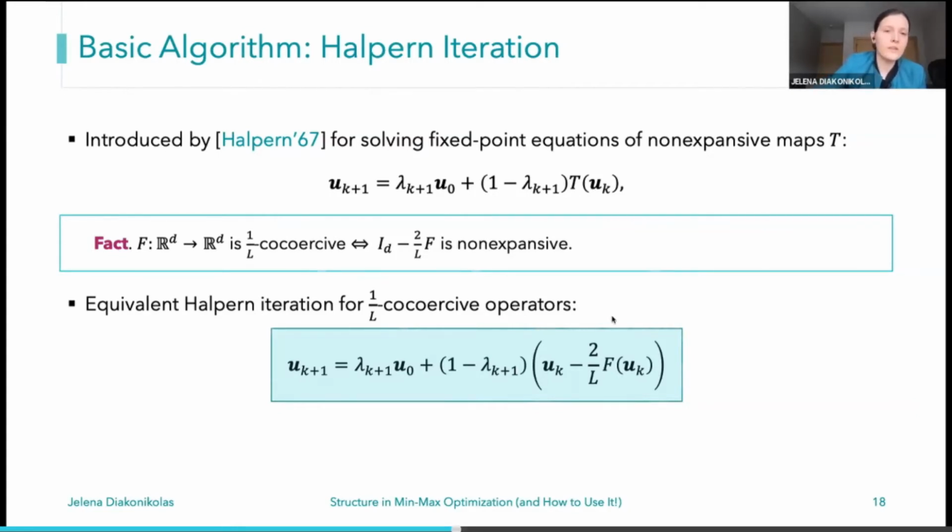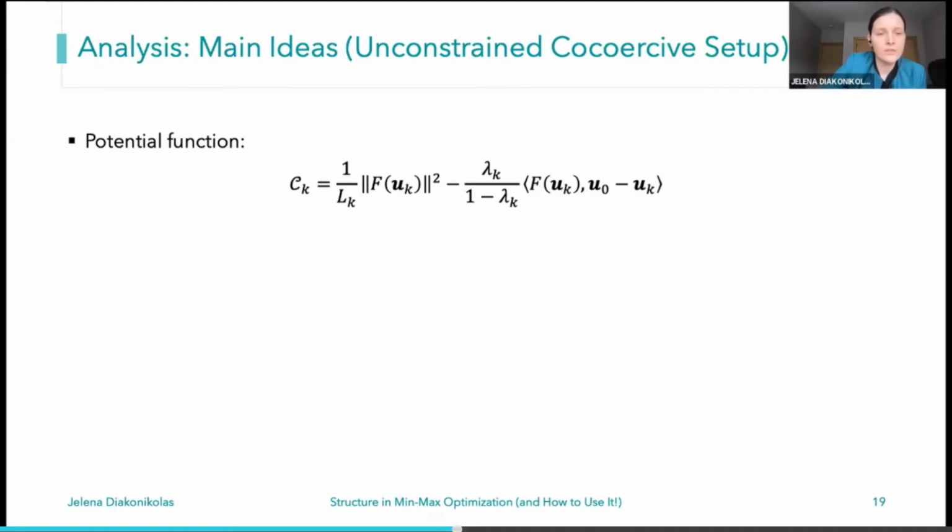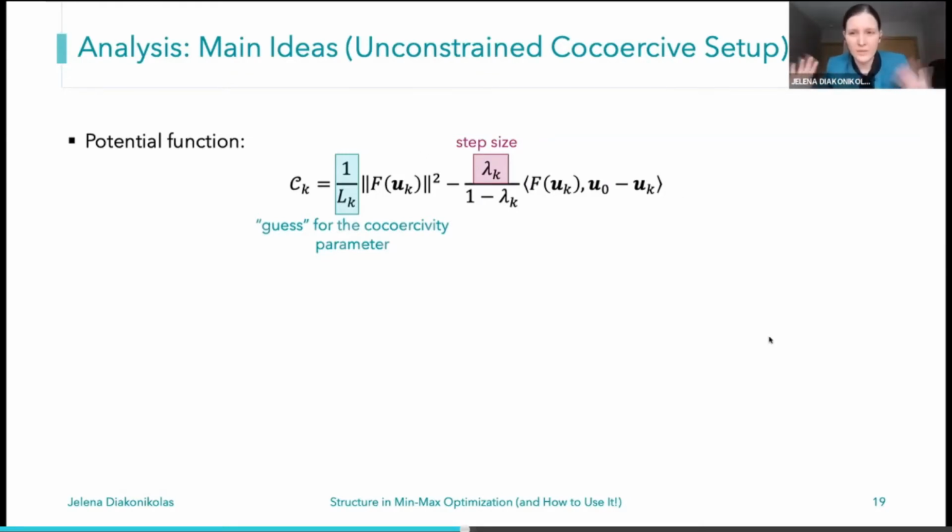So the main idea here was to come up with a certain potential function argument for analyzing this method. So it gives a different proof, where I maintain a guess for the cocoercivity parameter that my algorithm will be updating. And just as a reminder, this is the step size. I cannot get too much into this, but roughly you can think of this potential function as trading off the norm of f with something that would look like an optimality gap. But let's not go into more than that. It's a whole separate discussion to have.